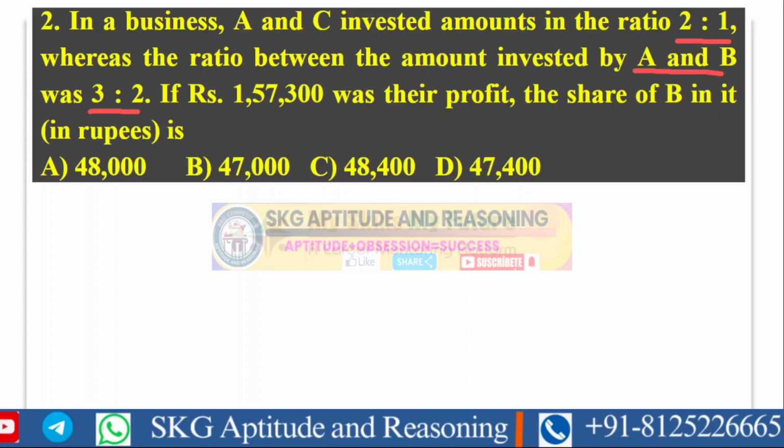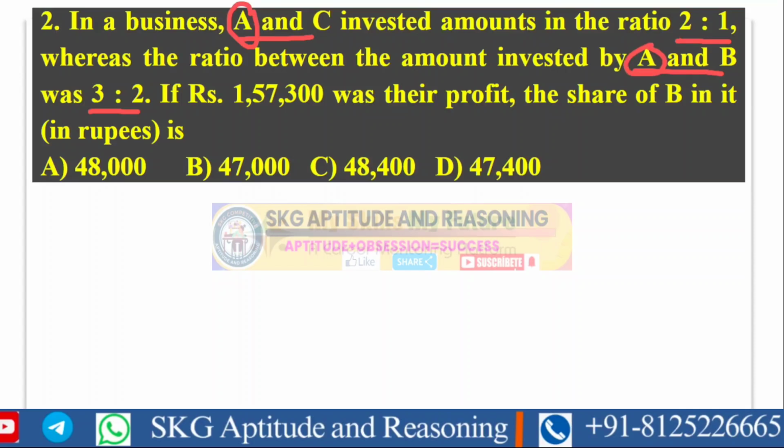So what we need to do? We need to make a common element the same in both the ratios. Here, the A and C ratio is given, and here the A and B ratio is given. So in both the ratios, who will be common? A will be the common person.